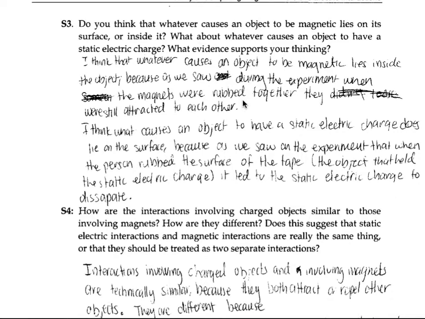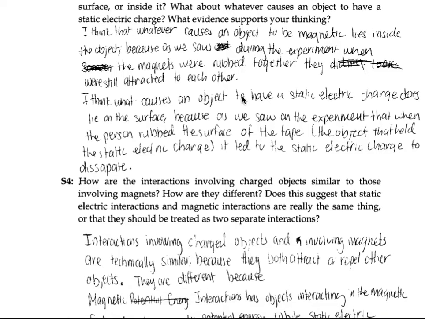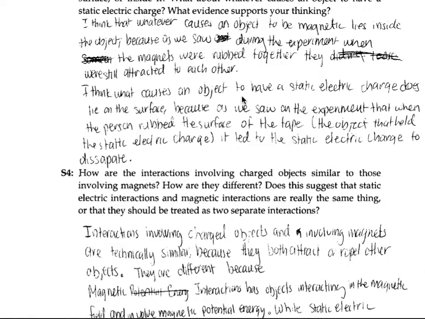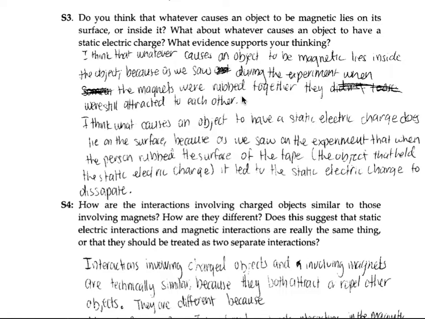For number three, I think that whatever causes an object to be magnetic lies inside the object itself. Because we saw during the experiment when the magnets were rubbed together, they were still attracted to each other. It's not on the surface. I think that what causes anything that is attracted to a magnet is not on the surface, it's in the actual object itself.